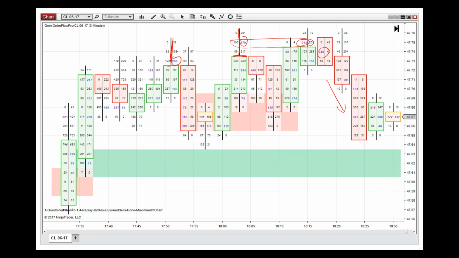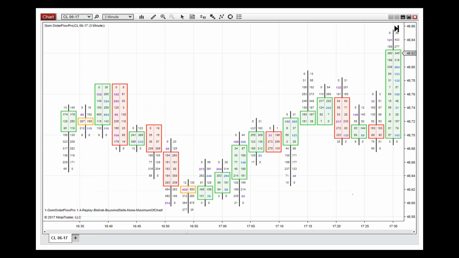So this aggressive buying, it's being absorbed. Okay, I'm going to erase this because it's not nice. This buying here is getting absorbed, and the market is going down.